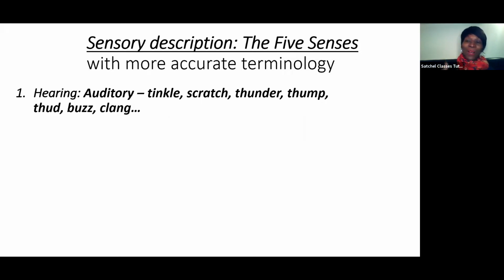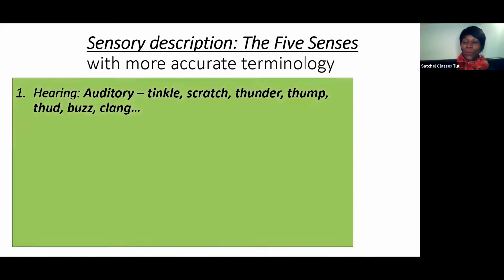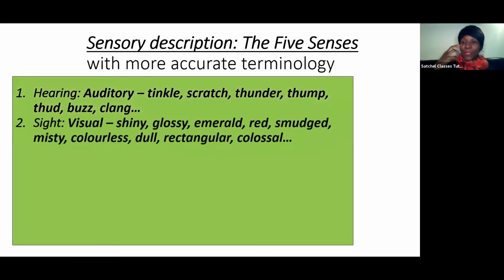We're going to use slightly more accurate terminology. So instead of just talking about our sense of hearing, we'll talk about auditory description. So things that tinkle or scratch or thunder or thump or thud or buzz or clang. We're going to talk also about things that appeal to our sight, visual description, things perhaps that are shiny or glossy or emerald or red or smudged or misty or colourless.